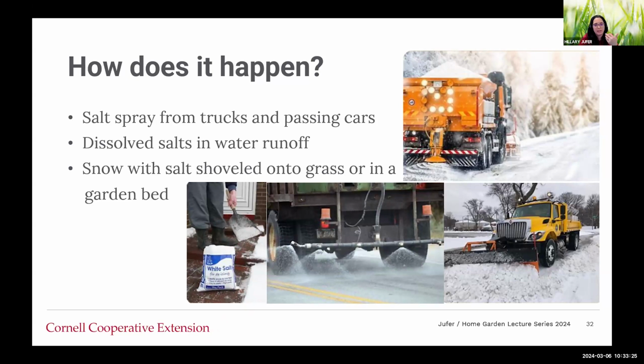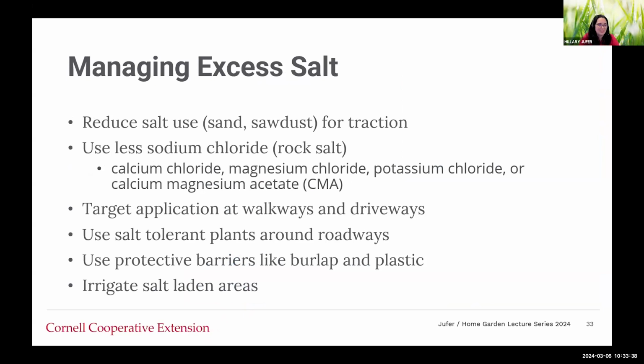As an aside, you might see this burn as well with fertilizers, because fertilizer is just salt, but that's not necessarily a winter injury topic. Just as a note, you can see it during the growing season too, potentially.